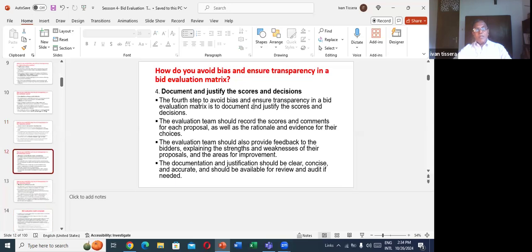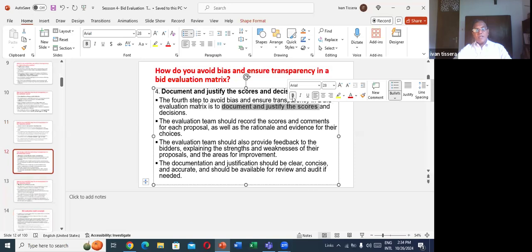Number 4, document and justify the scores and decisions. The fourth step to avoid bias and ensure transparency in the bid evaluation metric is to document and justify the scores and decisions. So, documentary evidence-based evaluation. The evaluation team should record the score and comments for each proposal, as well as the rationale and evidence for their choices. So they have records, and their comments, rationale, and evidence, everything should be there.